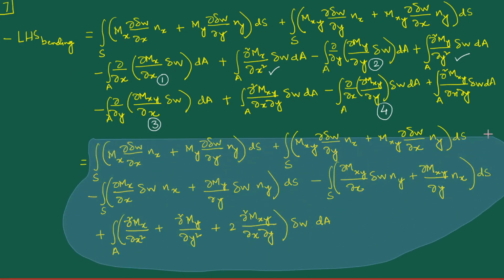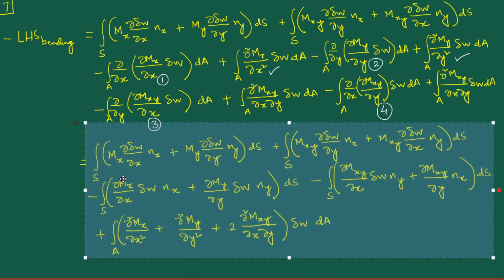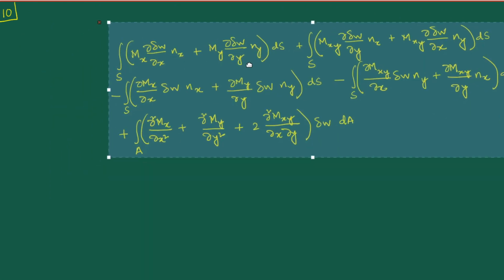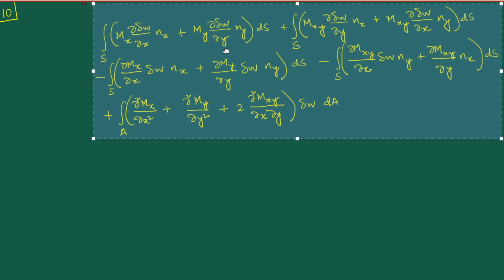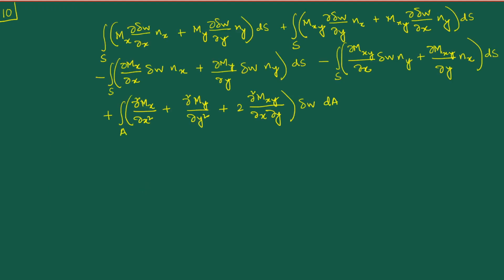Right, so what I'm going to do is just copy this entire thing, which is the negative of the left hand side that we have been dealing with. So this thing, copy it in a new page. This is our minus LHS bending, and this entire thing that I'm going to replace by minus D delta 4 w.